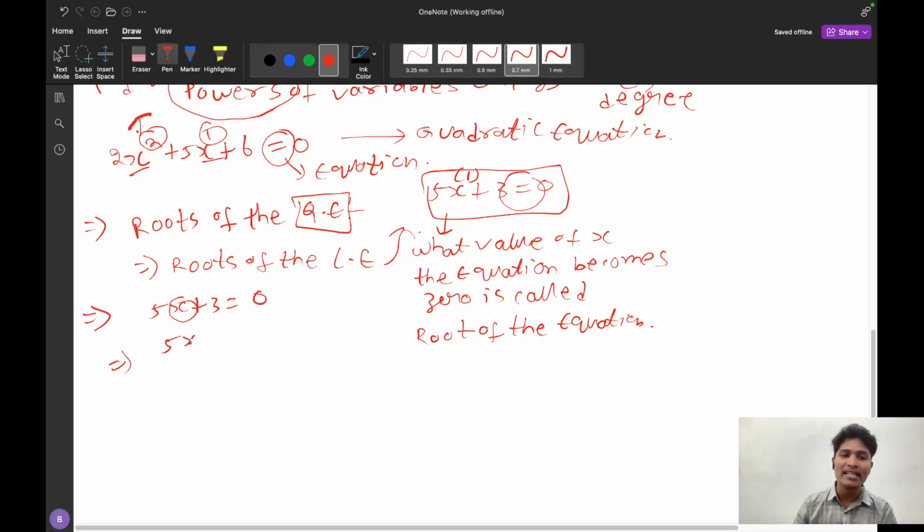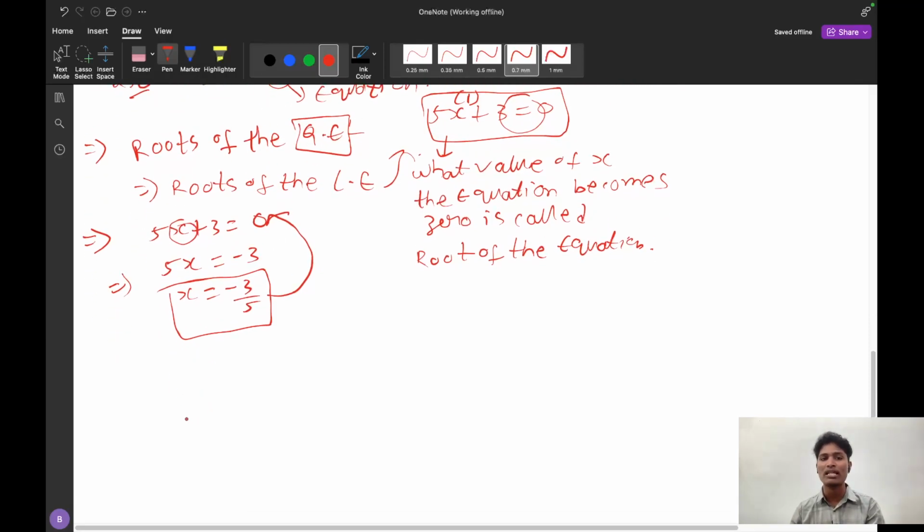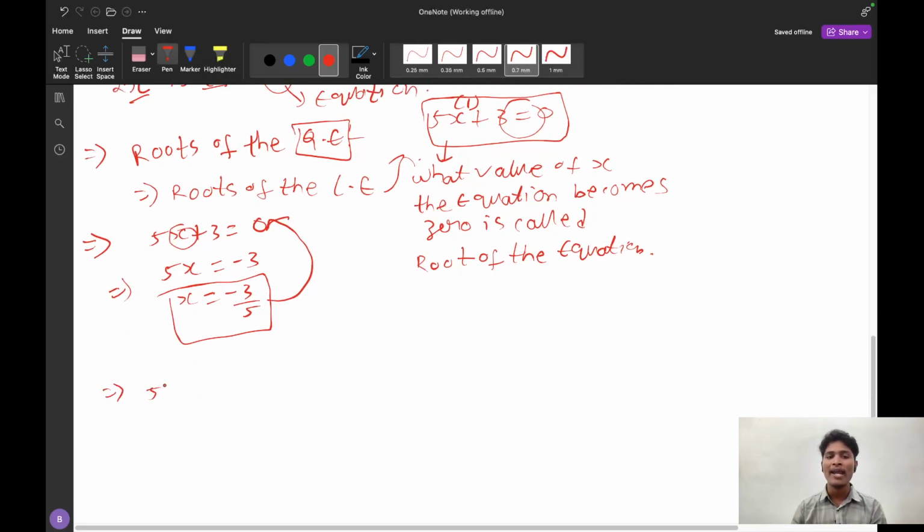If I write like this, 5x equal to minus 3, x equal to minus 3 by 5. Yes, I find out the value of x. If I again back substitute the value of x in this equation, what I will get? 5 into minus 3 by 5 plus 3 is equal to 0. 5 cancel, minus 3 plus 3 equal to 0, 0 equal to 0.